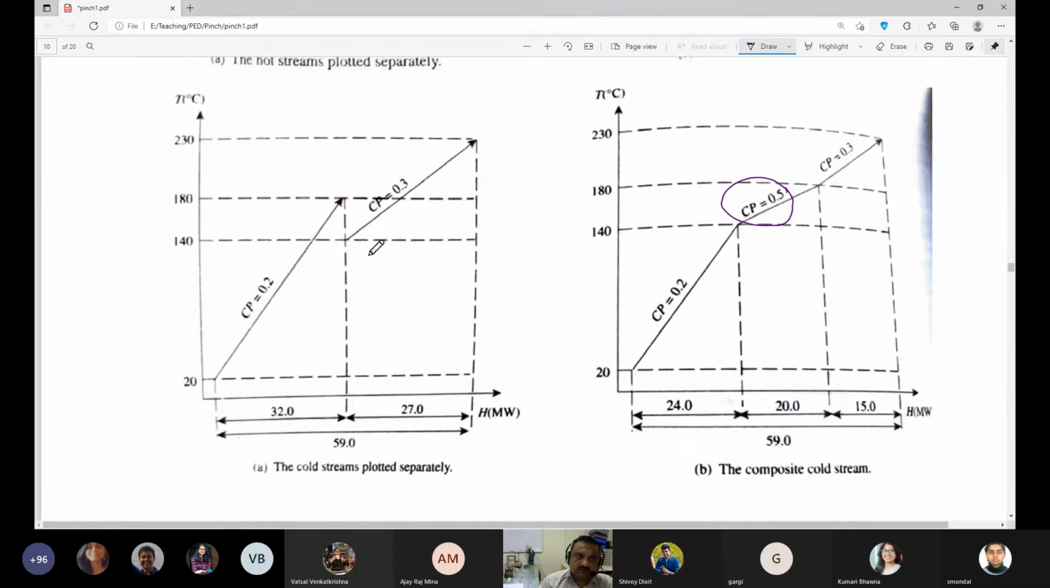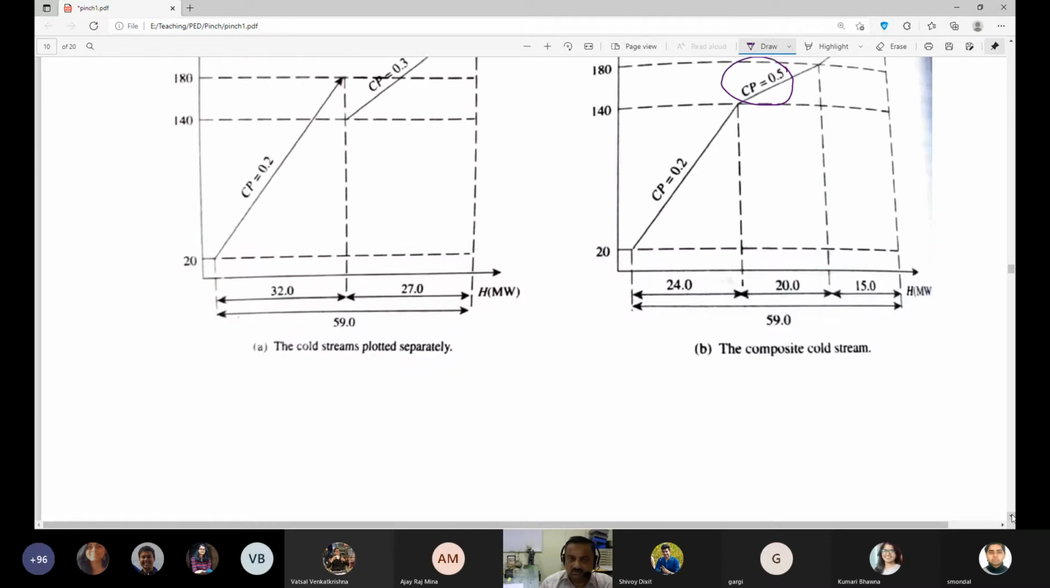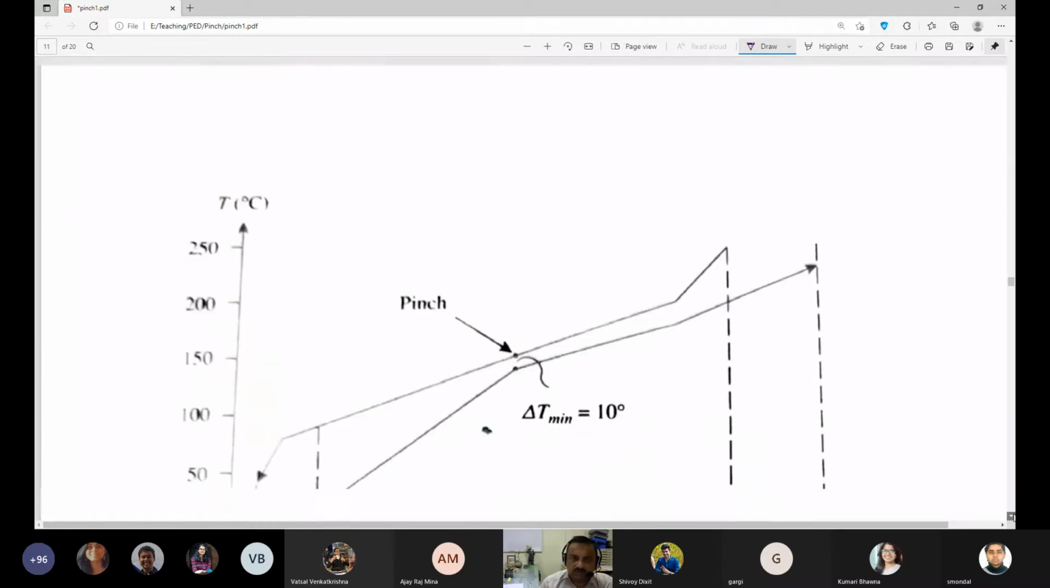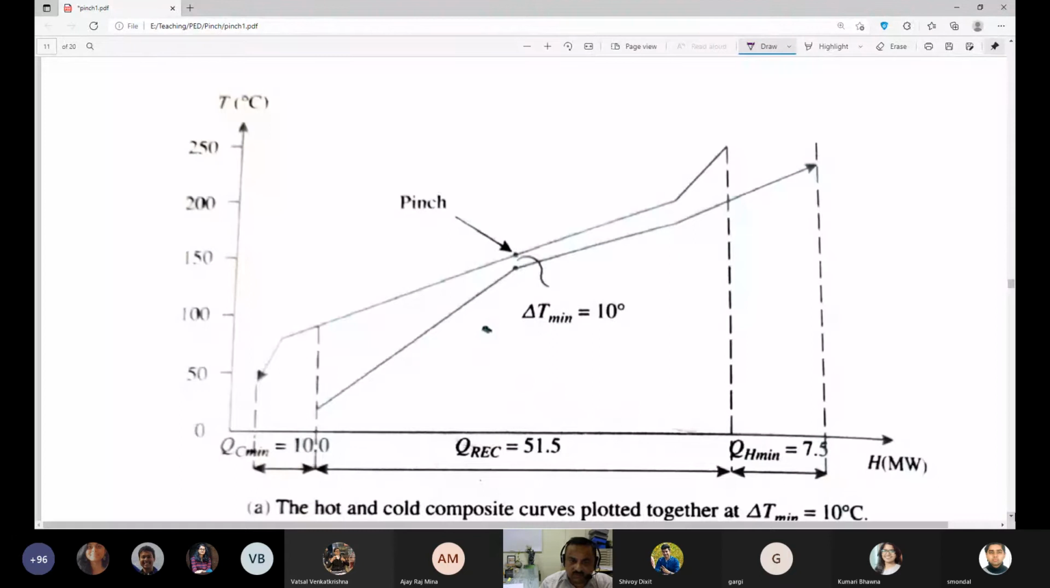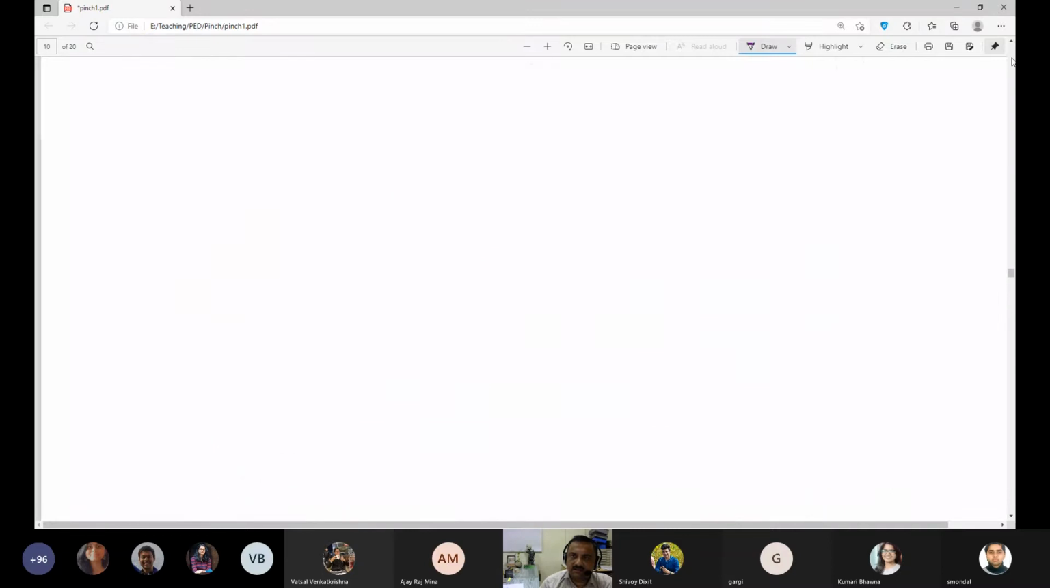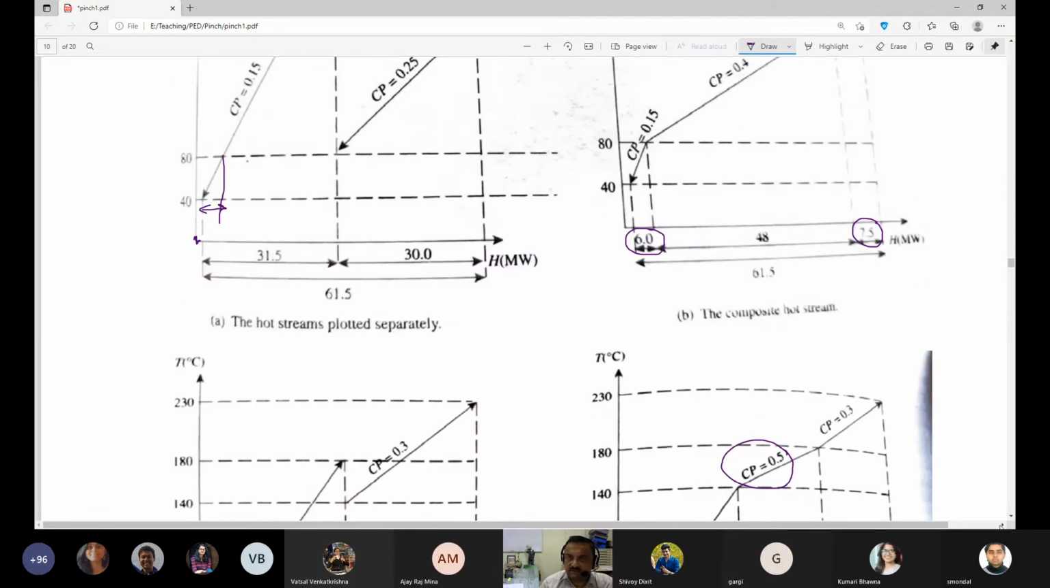So this is how the composite curve for the cold stream will pan out. Okay, so you can find these numbers, 24, 15, and 20, and all these. Now we will put both the composite curves, hot stream and cold stream, together. That's the idea. So this is the composite curve for the hot stream. I have three segments, right? We have three segments for the hot stream.